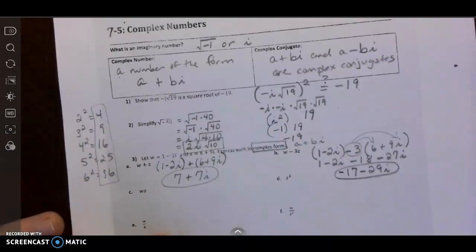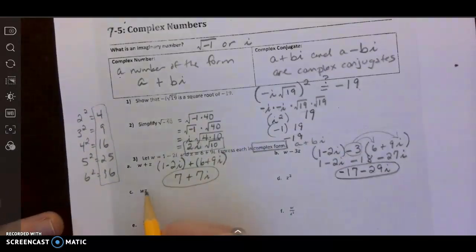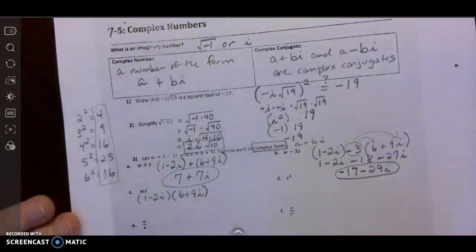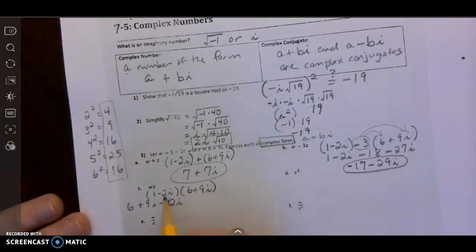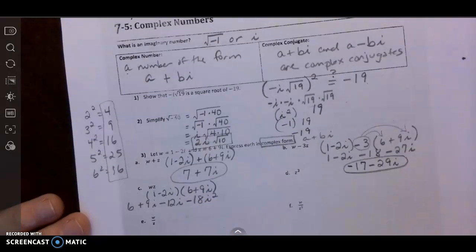Let's go to letter C. I'm asked to multiply w and z, so I've got 1 minus 2i times 6 plus 9i. I'm simply going to FOIL. 1 times 6 is 6. 1 times 9i is 9i. Negative 2i times 6 is negative 12i. Negative 2i times positive 9i is negative 18i squared.